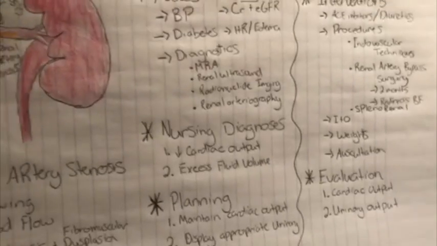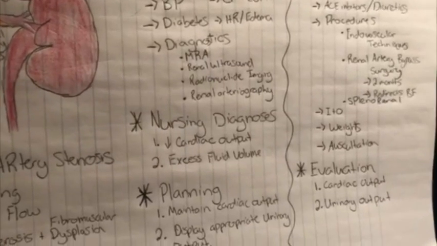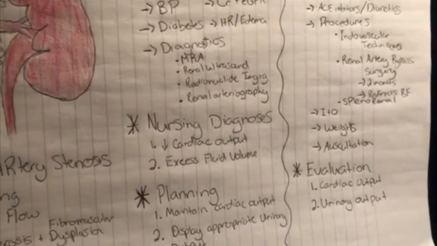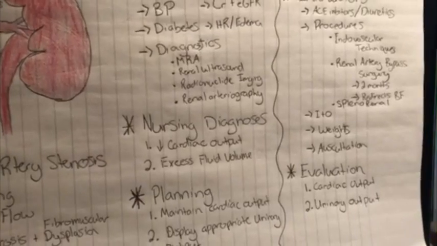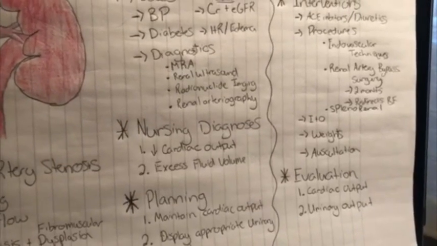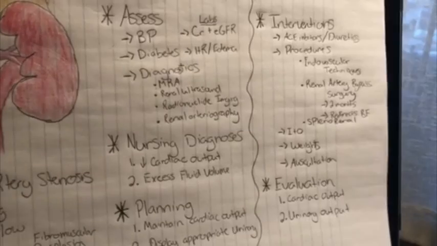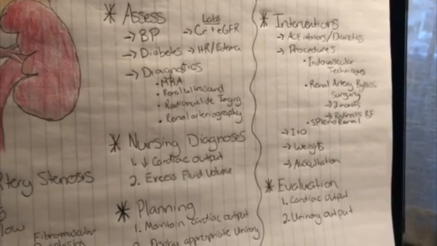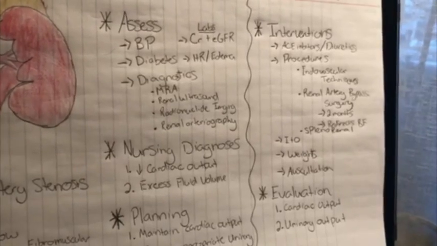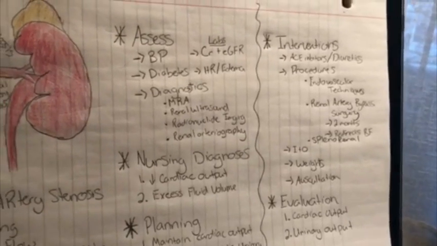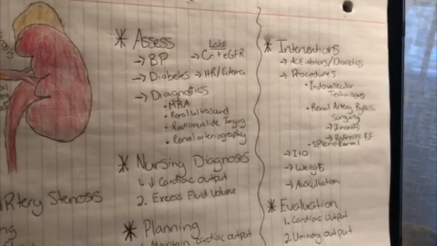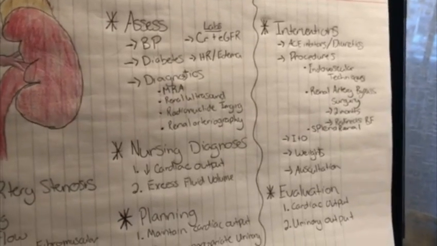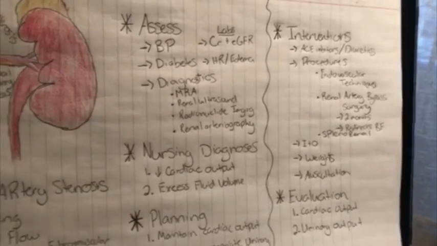For your nursing diagnoses, risk for decreased cardiac output related to increased vascular resistance, as evidenced by blood pressure changes, heart rate changes, and circulation. And the second one is excess fluid volume related to compromised regulatory mechanisms, which would be the renal arterial stenosis. And this will be as evidenced by intake greater than output, generalized edema, and weight gain.